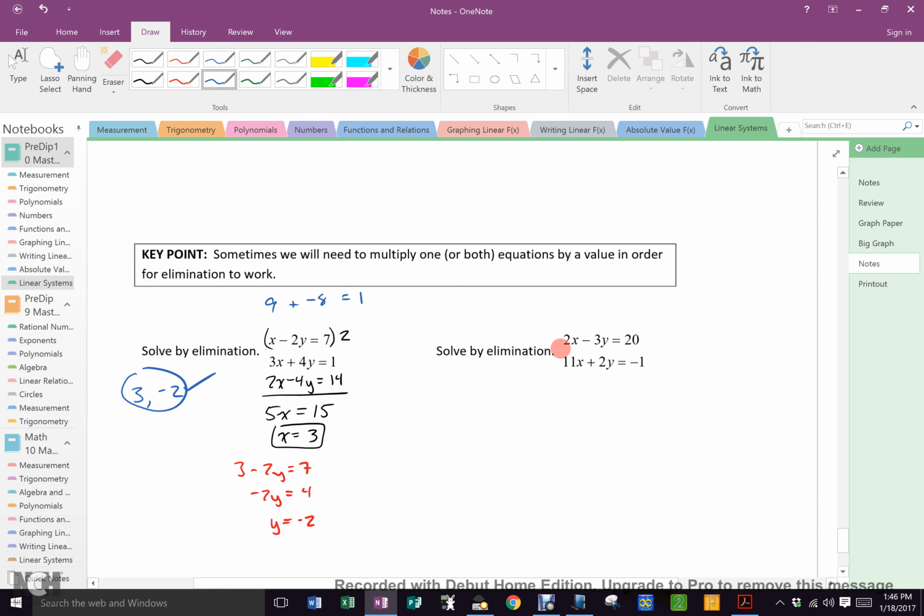Look at the next one. What's wrong with it? They're not matching. Nothing matches. What am I allowed to do? Multiply. How many am I going to have to multiply? Both. What am I going to work with? X's or Y's? Does it matter? No. Why did you guys choose Y's?